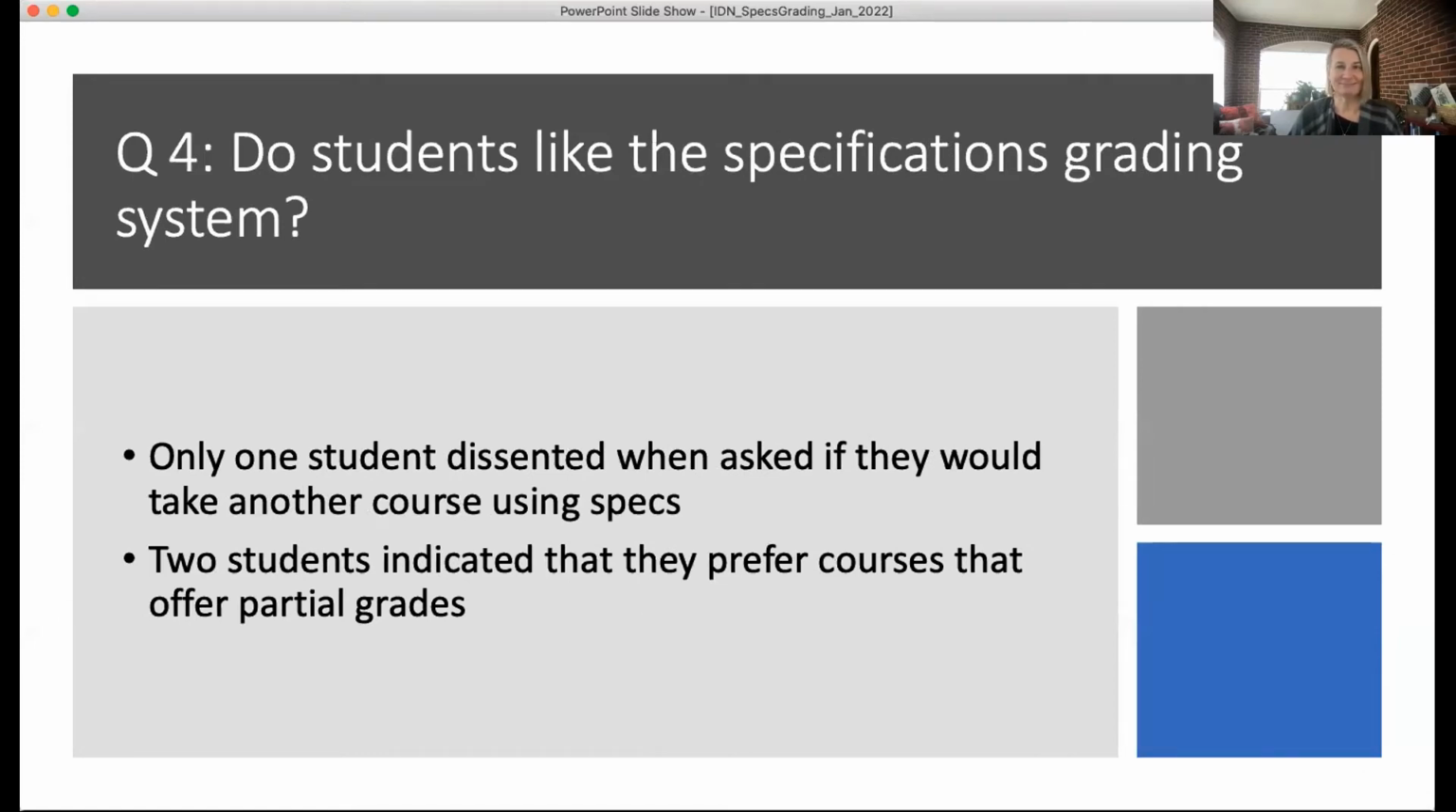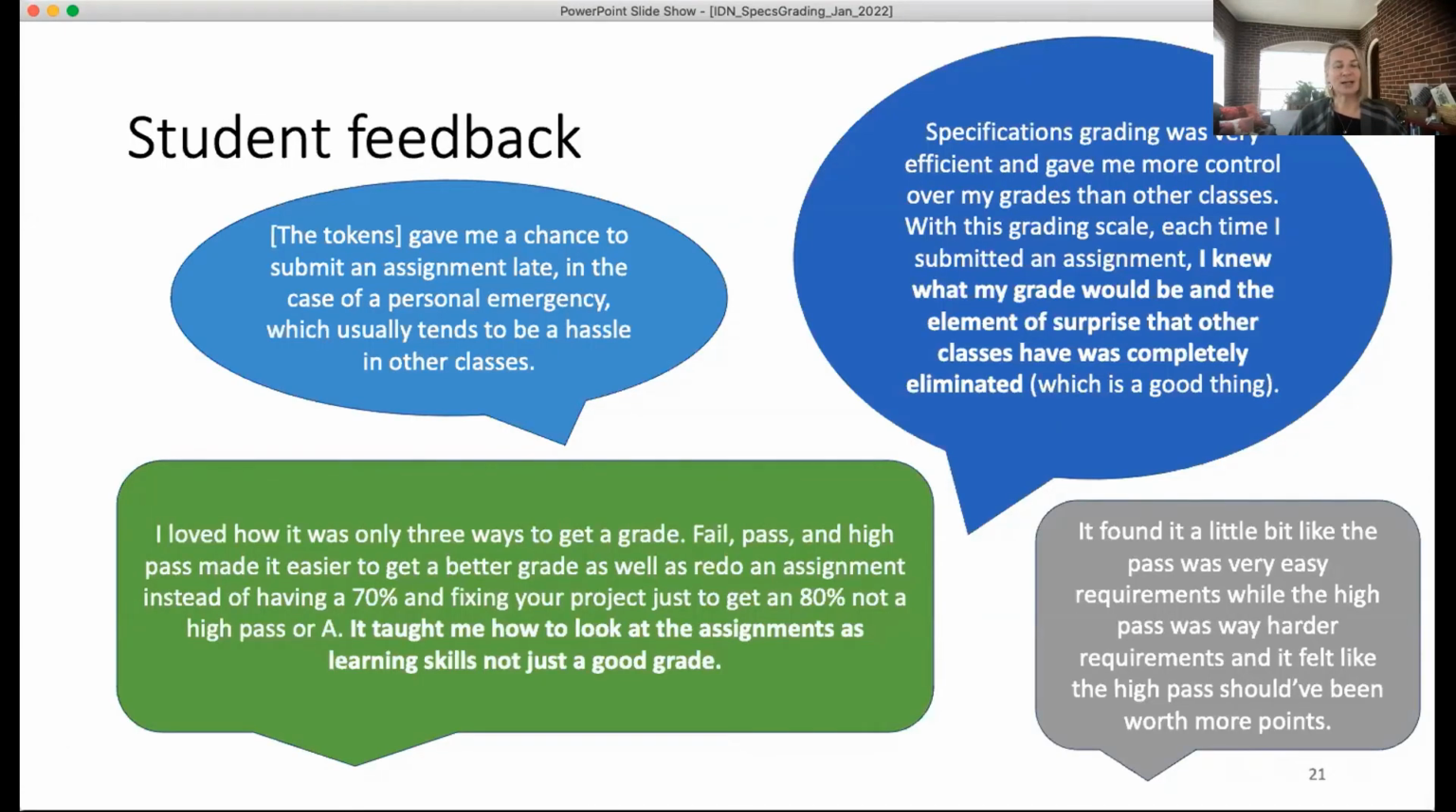Only 1 person said they didn't want to take another course with this system. And again, 2 said that they preferred the partial grades. And if you were following the numbers all along on this, we had 3 students who were like, this wasn't exactly my thing. But the majority of the class here said, yes, this was good for me. We got some pretty good open-ended feedback from them as well.